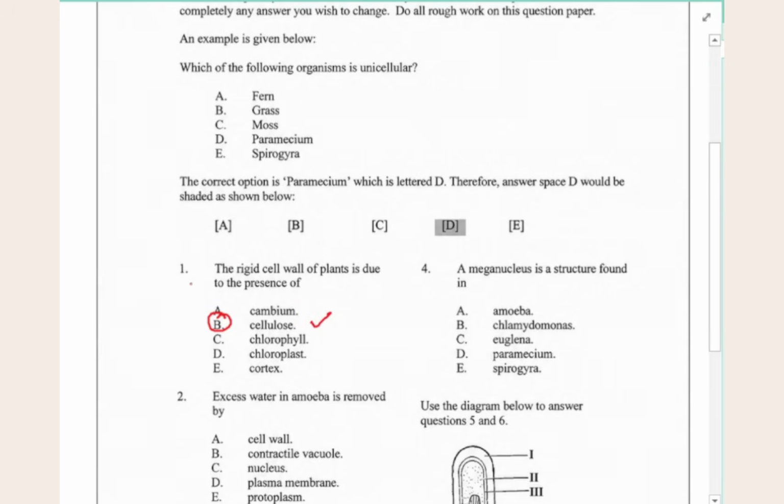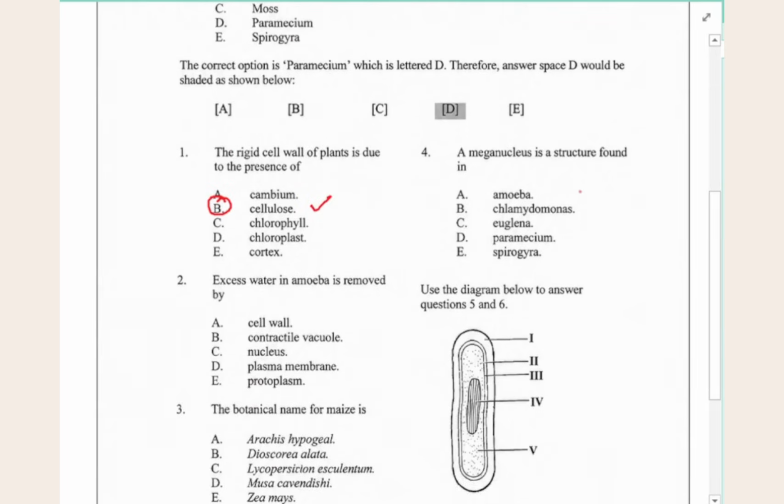Question number 2, we are going to be very fast with this. Excess water in amoeba is removed by the contractile vacuole. So that's the organelle in amoeba that helps to remove excess water from its body.